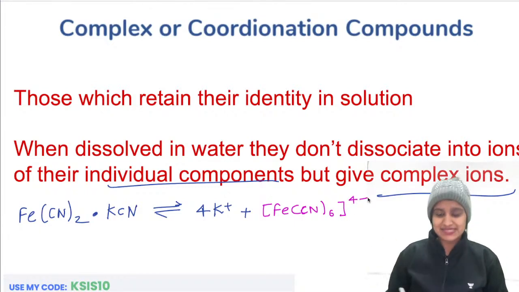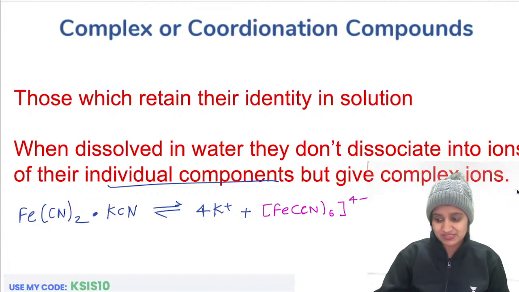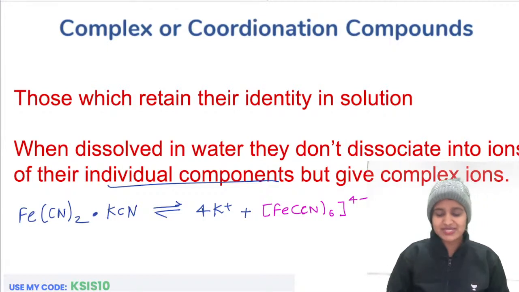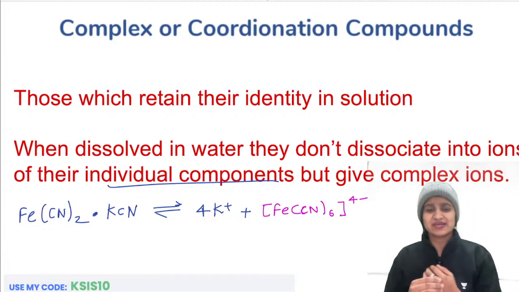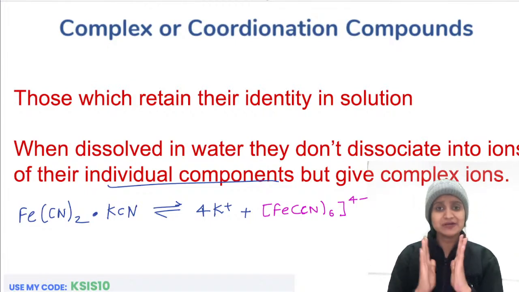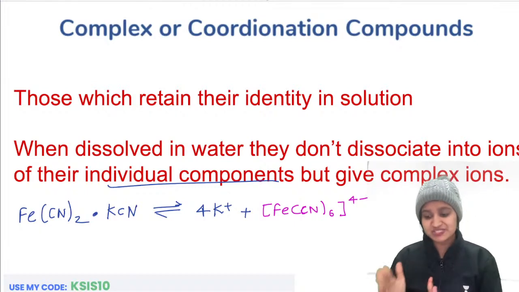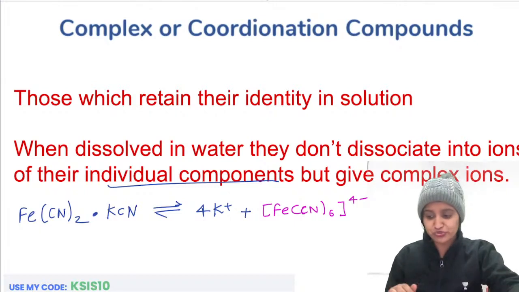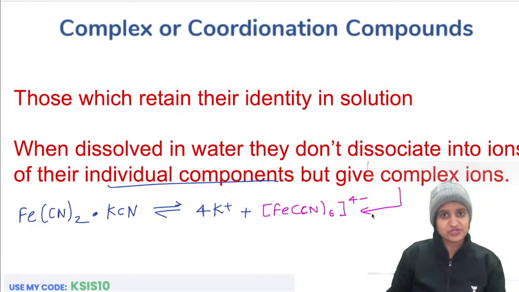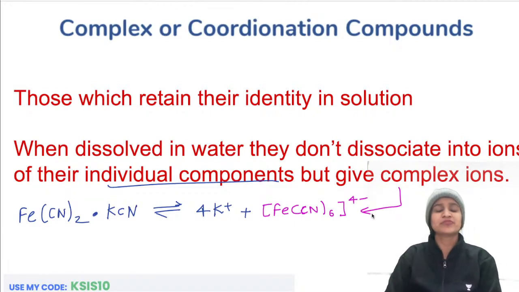I will let you know why it gets dissociated in this manner, and how you can write something in square brackets and another thing in normal brackets. Don't panic, don't rush. It is just an example to show you that this is a complex ion. I will tell you about everything: what is central metal atom, what is coordination sphere, what is ligand, what is coordination number, what is oxidation number.